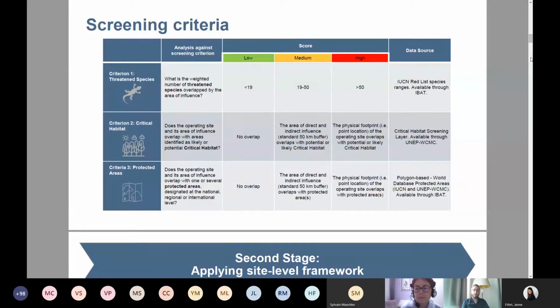What we aim to do, once we have run this through the global data and then we've validated the results with site managers, is to produce a list of sites ranking from high to low in terms of the significance on these 3 different criteria, in order to identify which are the priority sites to move through to stage 2 for a much more in-depth assessment of the potential impacts the company is having on biodiversity at their sites. If you can move to the next slide.